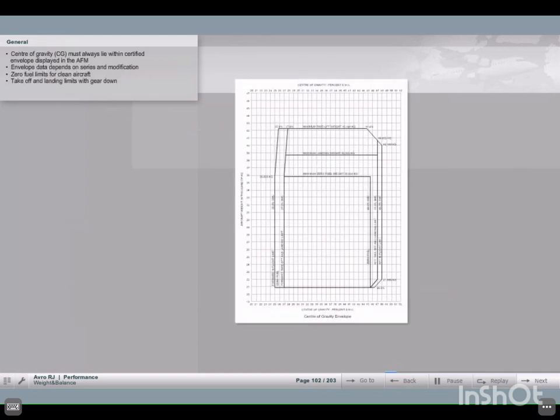The center of gravity must always lie between the forward and aft limits defined in the envelope of the center of gravity diagram in the aircraft flight manual. The data in the diagram depends on the series and the modification standard of the aircraft. The in-flight and zero fuel limits are shown with flaps and landing gear retracted. The takeoff and landing limits are shown with landing gear extended.